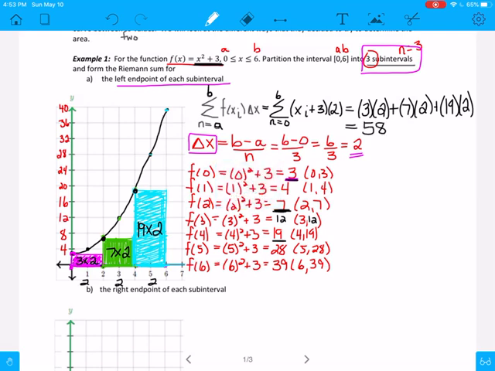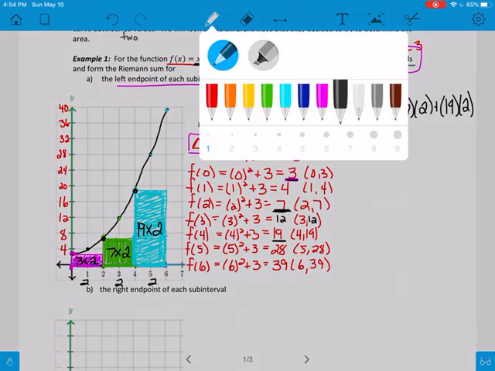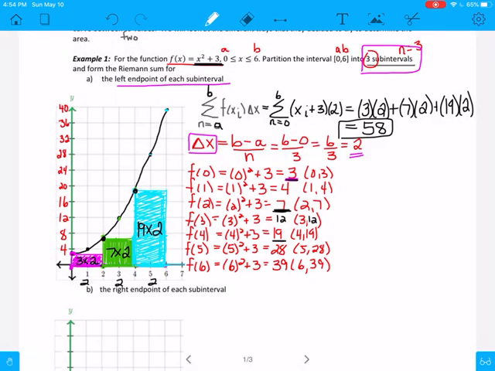So the area under the curve of x squared plus 3 from 0 to 6 with 3 subintervals and the left endpoint is 58. What's the problem with taking the left endpoints? Well, this is the problem. Is it really calculating all the area under the curve? No, it's missing this area, this area, and this area. All the yellow is missing. So are we getting too little area, or too much? Well, we're too little. So we know that the area under this curve is for sure more than 58. That's all the left endpoint is giving me.